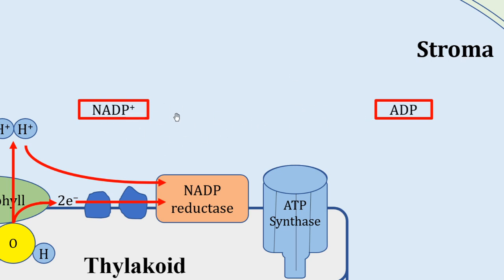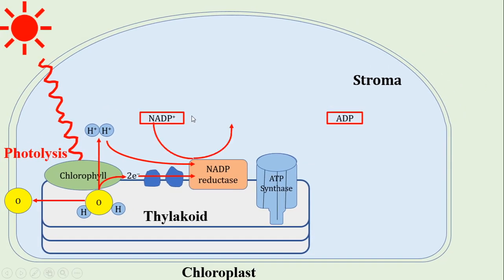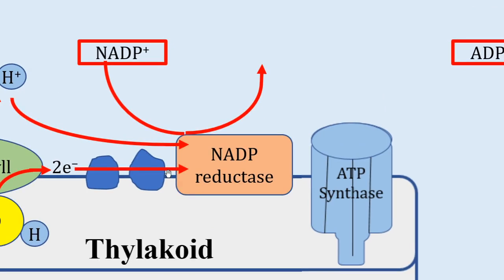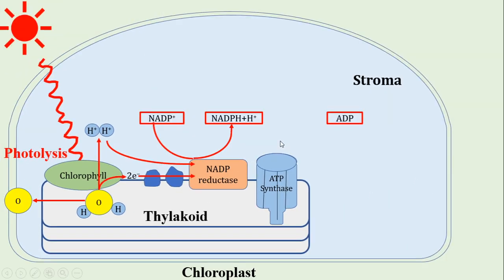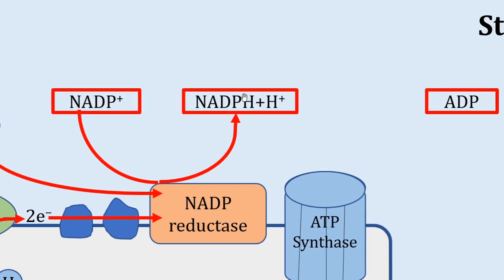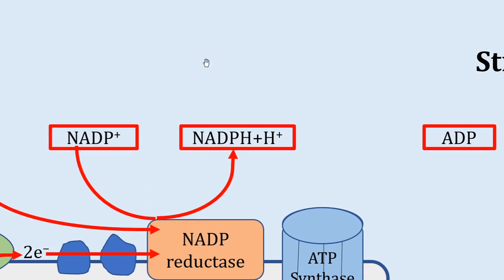So the NADP plus present at the stroma will go to the NADP reductase. So at the site of the NADP reductase enzyme, three molecules come: NADP plus, protons and electrons. And the NADP reductase enzyme facilitates a chemical reaction to produce NADPH plus H plus. Here NADPH is called the reduced nicotinamide adenine dinucleotide phosphate, which is an important high energy compound, and the rest of the proton is not attached with the NADPH, but that freely floats in the stroma.